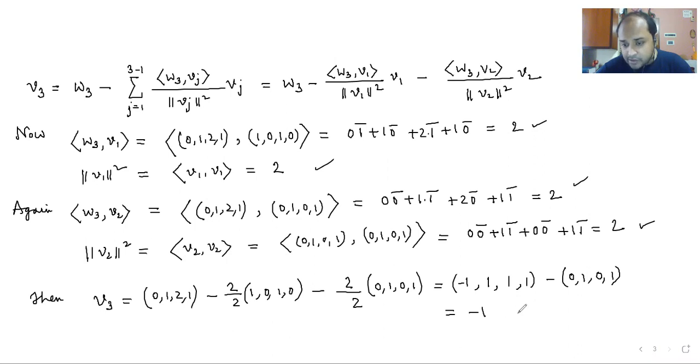Yeah, the previous one was wrong because there was some sort of mistake in the negative part. So -1 minus 0, that is -1, 1 minus 1, that is 0, 1 minus 0, that is 1, and 1 minus 1, that is 0. This is the correct one.